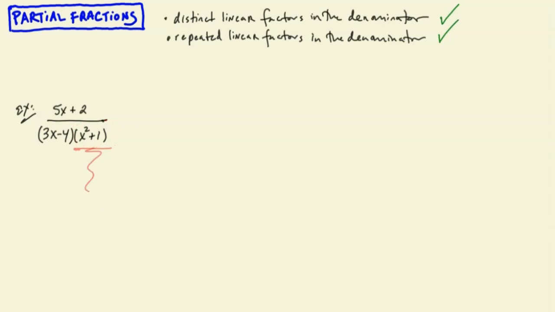So we would call this guy an irreducible quadratic. Well, that frustrates both of these cases we've considered already. What are we to do in this case? Is partial fractions not going to work?